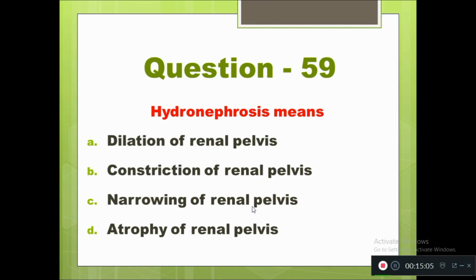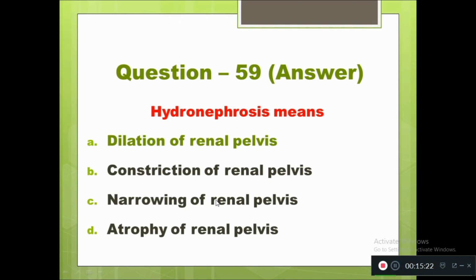Question number 59. Hydronephrosis means dilation of renal pelvis. Option B is constriction of renal pelvis. Option C, narrowing of renal pelvis. Option D is atrophy of renal pelvis. Dilation of renal pelvis will be the right answer for this question. Hydronephrosis means dilation of renal pelvis. As a result of that, the urine will not move from kidney to the bladder.